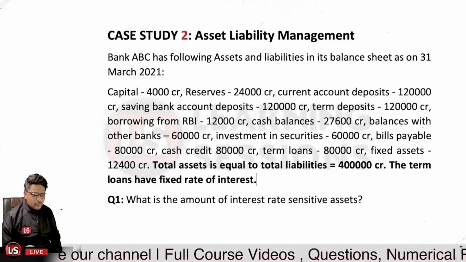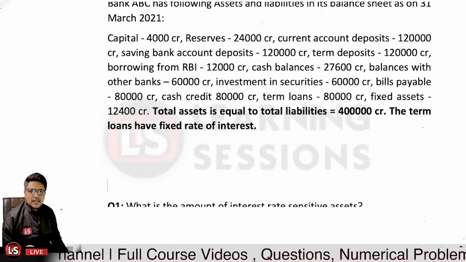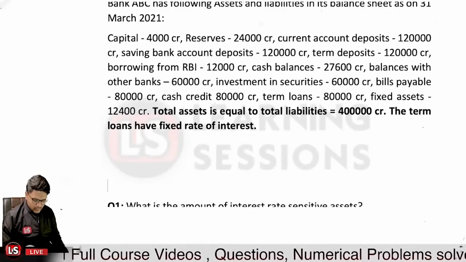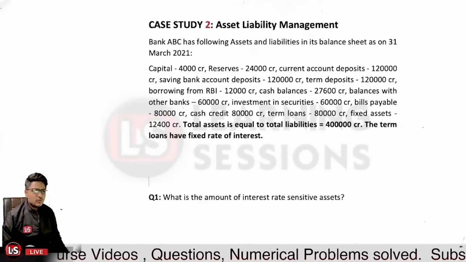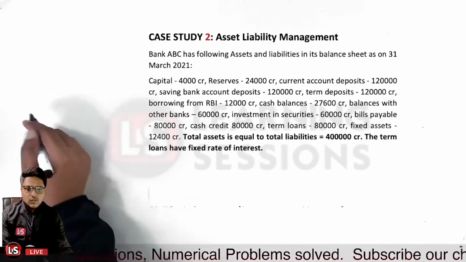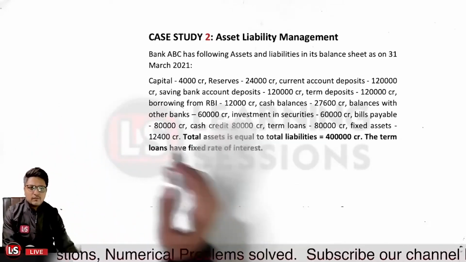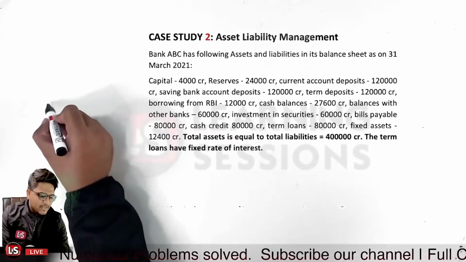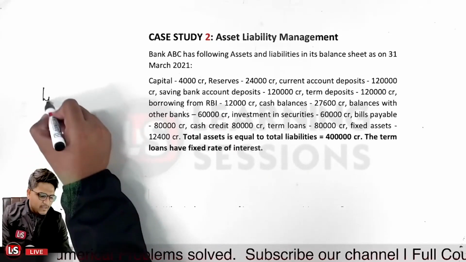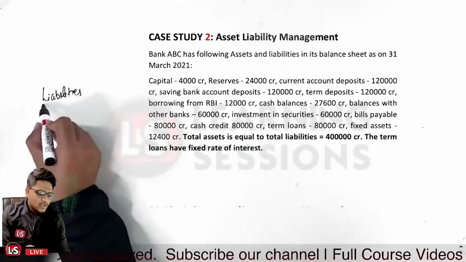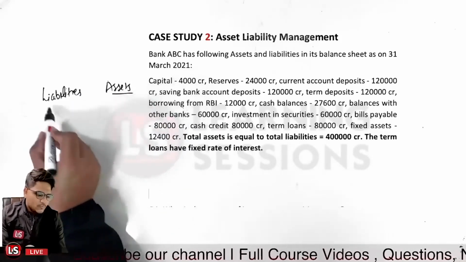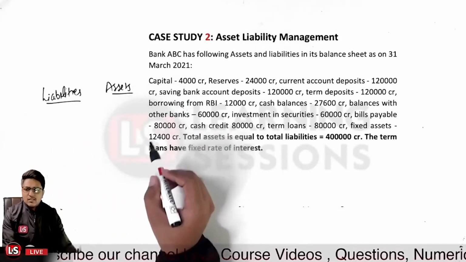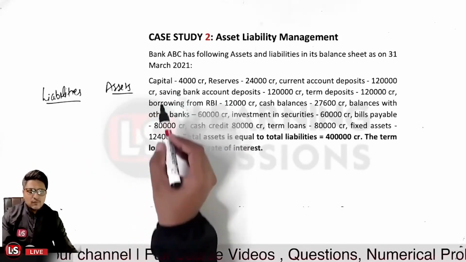So if we form a table over here related to the assets and liabilities, how can we basically solve the question? Let me first of all draw a table over here. We will have the liabilities on the one side and further we are having assets on the other side.